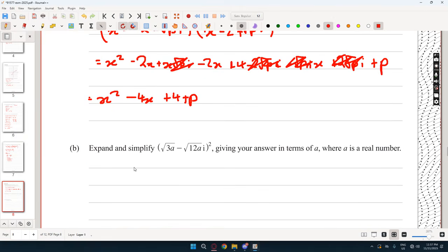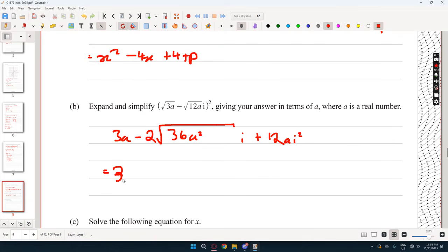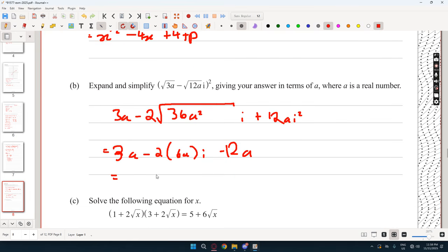This expands to 3a minus 2 lots of 2436 a squared i plus 12a i squared. So it's 3a minus 2 lots of 6a i minus 12a. So that's minus 9a minus 12ai.